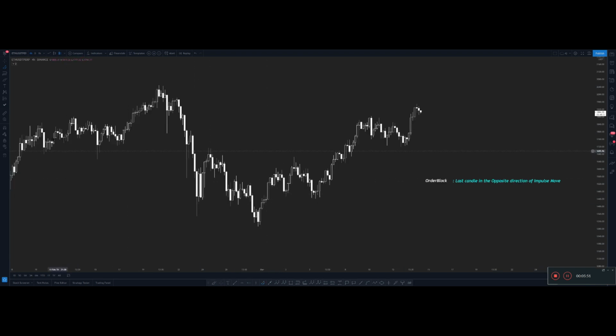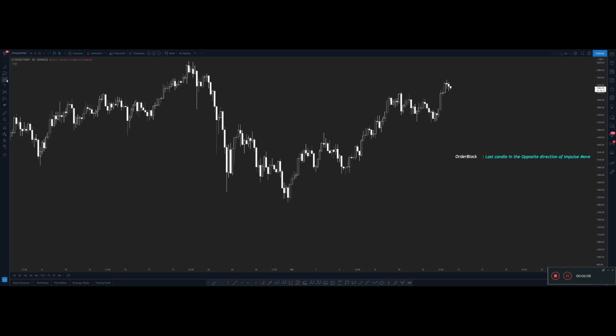So I'll show you a couple of examples. One way is, you can see it here, this was the last candle in the opposite direction of the impulse move. This was the impulse move down, and this was the last candle in the opposite direction. So I'll just show you an illustration. Consider the market is moving like this, and you get a last candle to the downside followed by an impulse move to the upside. So this candle becomes your order block.